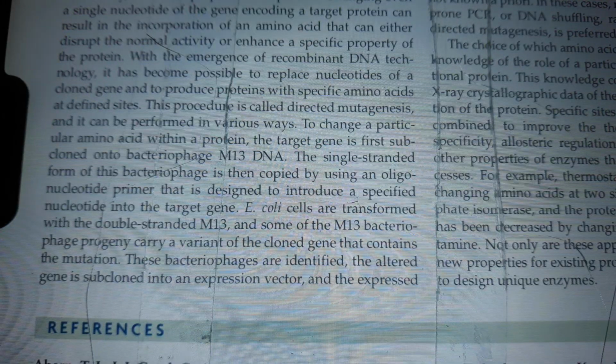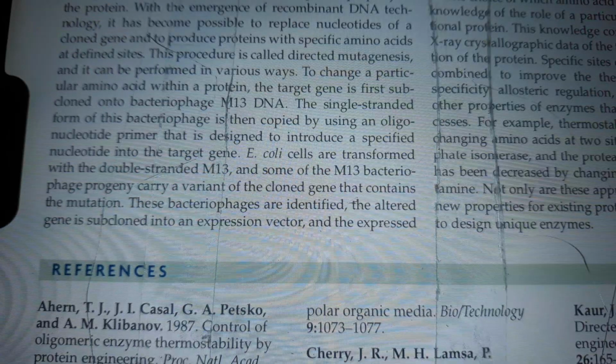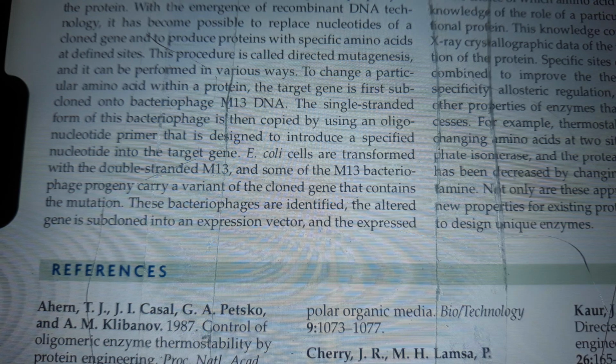In these cases, random mutagenesis, error-prone PCR, or DNA shuffling rather than oligonucleotide-directed mutagenesis is preferred. The choice of which amino acid to change is often based on knowledge of the role of particular amino acids in their function. This knowledge comes from the genetic studies and crystallographic data of the three-dimensional organization of the functional protein.